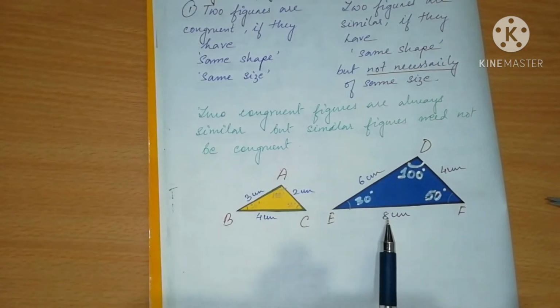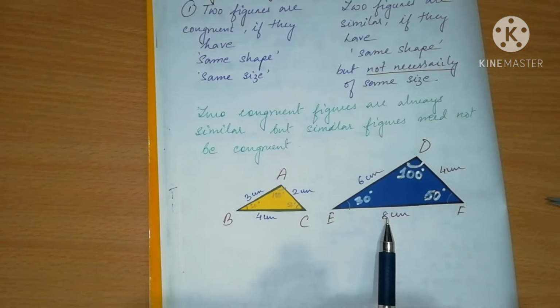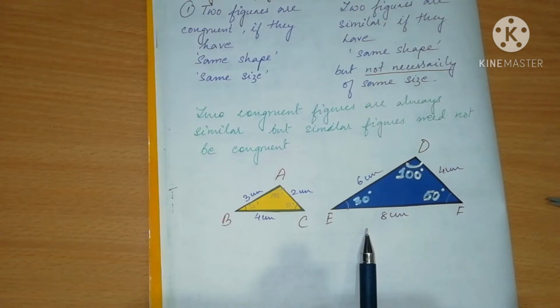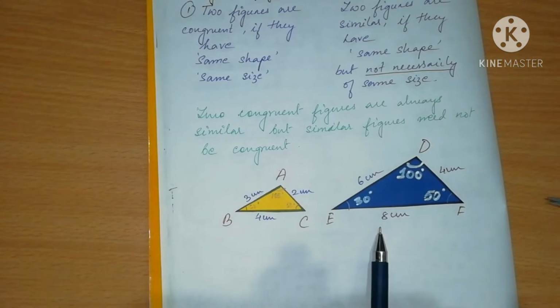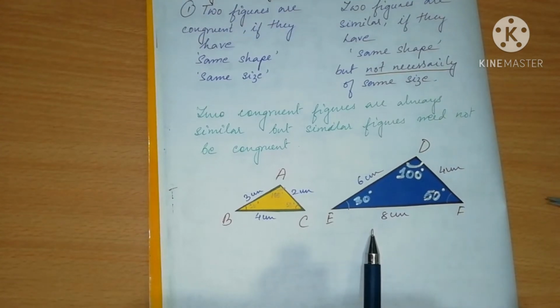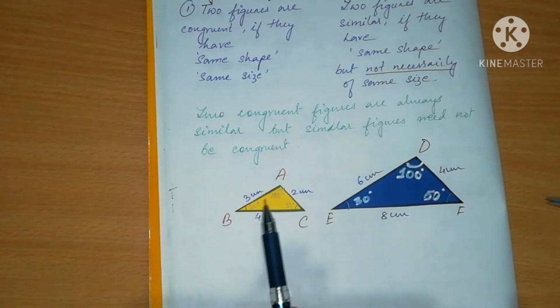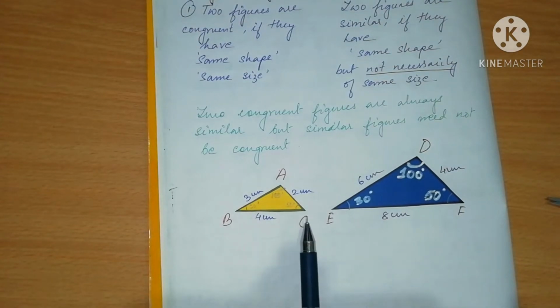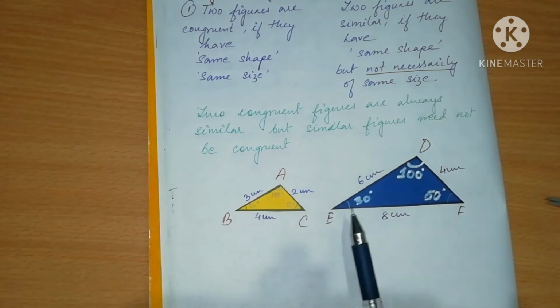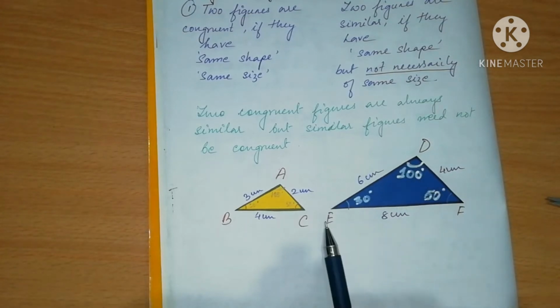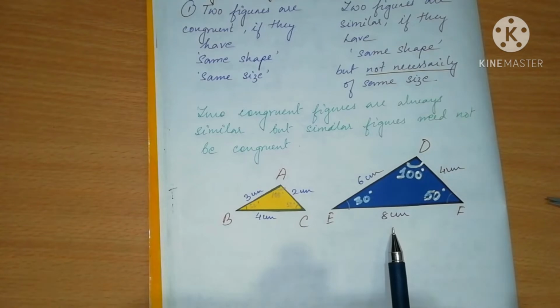So both the triangles are similar. They are in the same category, having the same shape. I have also mentioned the sides here. AB is 3 centimeters, BC is 4, AC is 2 centimeters. Then DE is 6 centimeters, DF is 4, and EF is 8 centimeters.